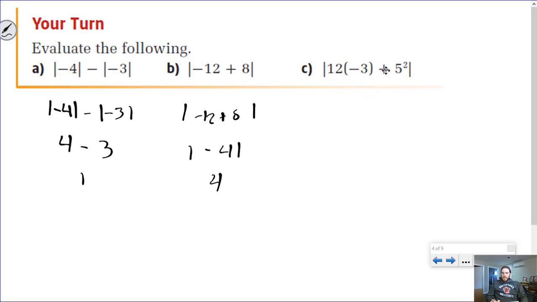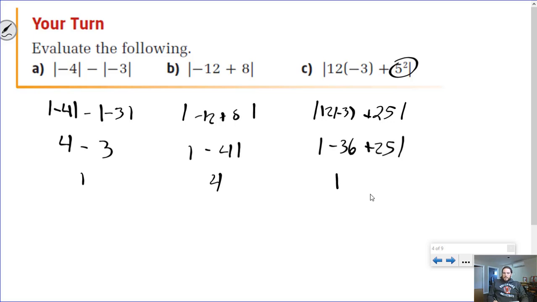All right, and lastly, question C. So again, we're going to take a look at our bracket, and we're going to go through order of operations. So first thing we need to do is this exponent. So we're going to say 12 times negative 3 plus 5 squared, which is 25. Then we do this multiplication. So 12 times negative 3 is negative 36 plus 25. And we do our addition. We get negative 11. And finally, we're going to do our absolute value brackets here, and we end up with an answer of positive 11.